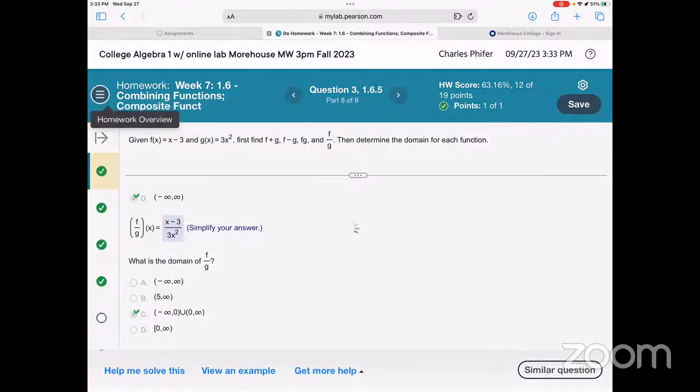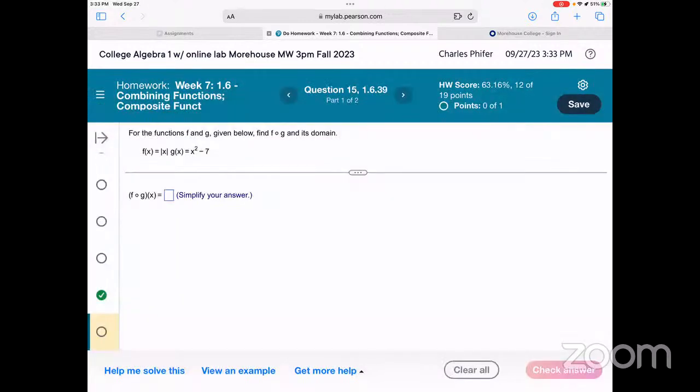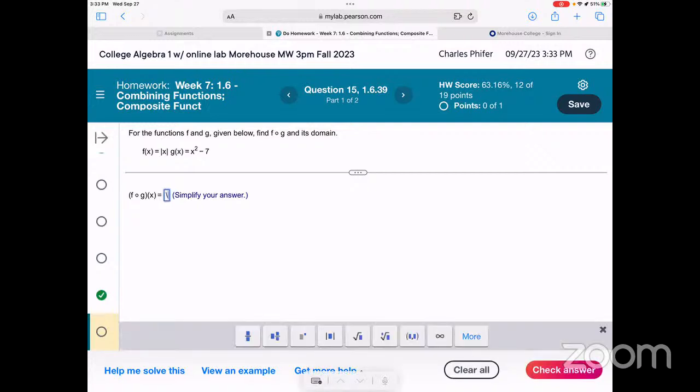For the functions f and g, find f compose g and its domain, f of g. Okay. So g goes inside of f. So that's going to be the absolute value x squared minus 7. Okay, I'm gonna go with this.